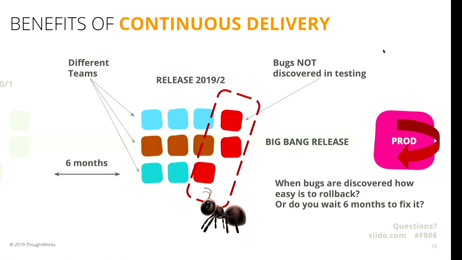And then let's say you get this to production. What happens if you discover this in production? Do you roll back 6 months of changes and then you wait another 6 months to fix? Or do you leave it in production for 6 months and then hope that in the next release you will fix it?